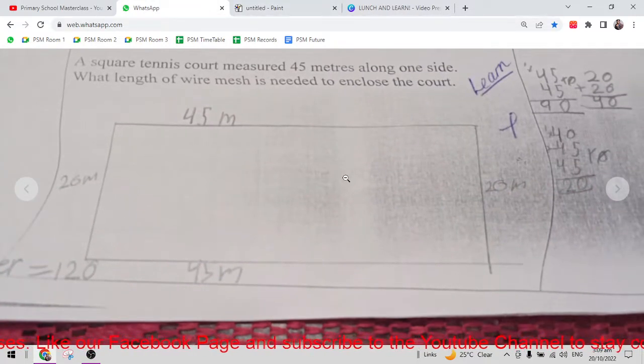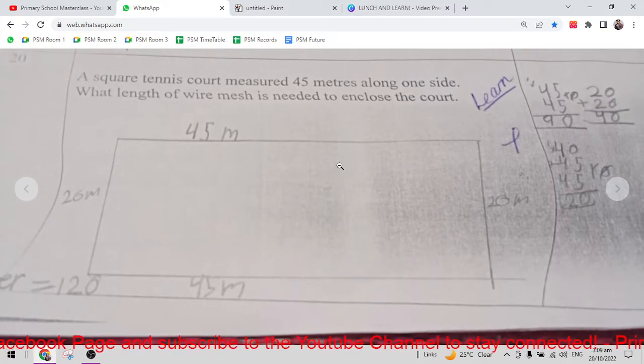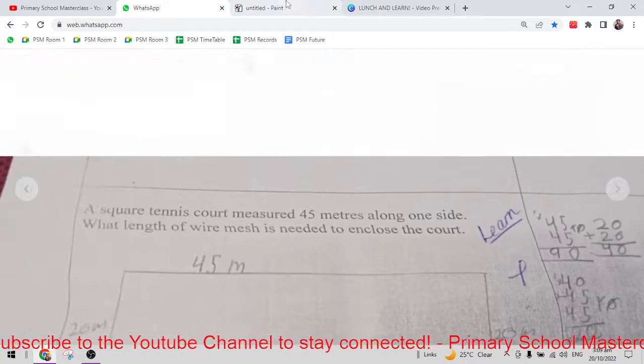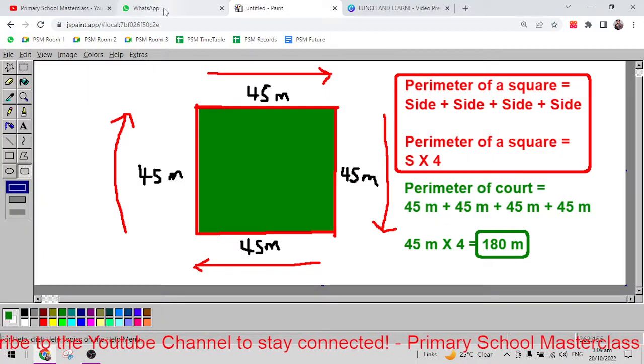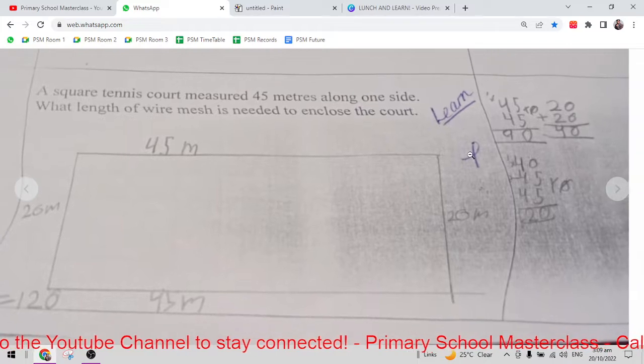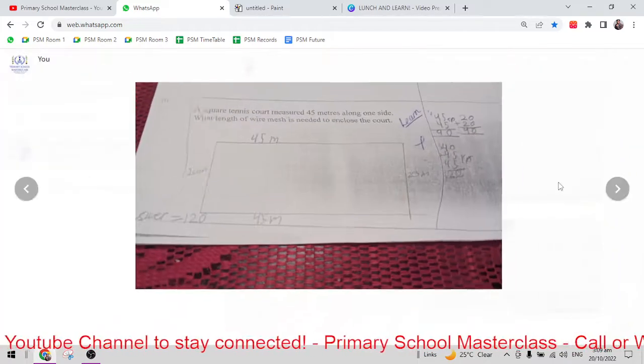I don't think that it is correct with international tennis court measurement regulations, but that's just me. I don't think tennis courts are square. Are they? Put it in the comments, let me know. Good, so the answer should be 180 meters. Next question.